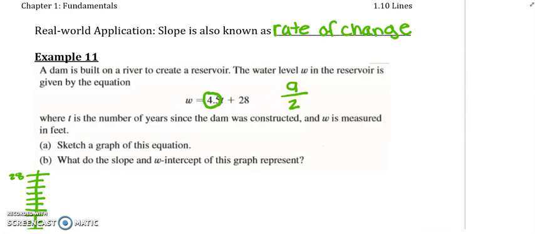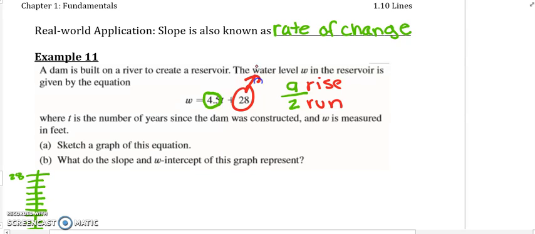Real world application. Slope is known as the rate of change. So when we're dealing with the real world, it's the rate of change between a couple things, whatever we're comparing. So in example 11, a dam is built on a river to create a reservoir. The water level is W, and it's given by the equation, and they give you the equation. So I have y equals mx plus b, where m is 4.5. If it helps to think of slope as 9/2, so we have our rise over run. And then, of course, my 28 is my b, or my y-intercept.